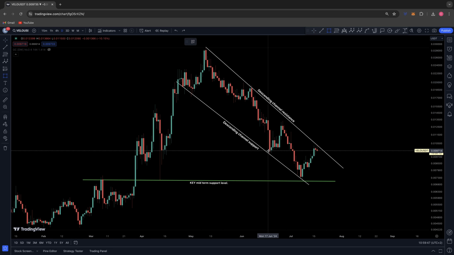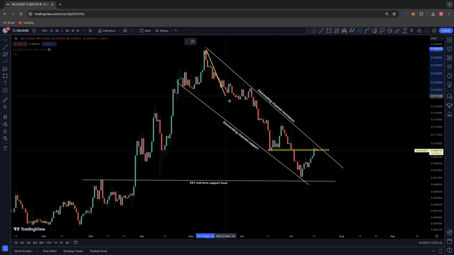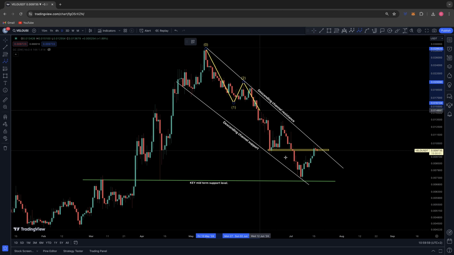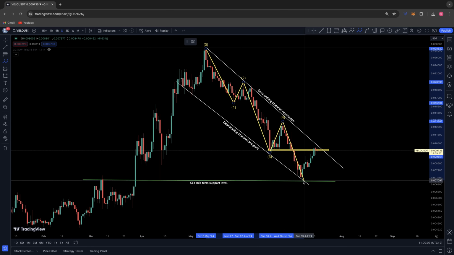So right now, VELO is currently toying with this previous level of support back here on the 19th of June, which was in fact, if I just get this Elliott wave back on, this wave 3 low, as you can see here. Then we had this wave 4. We lost that wave 3 low support back here on the 2nd of July, and we capitulated for a few days.